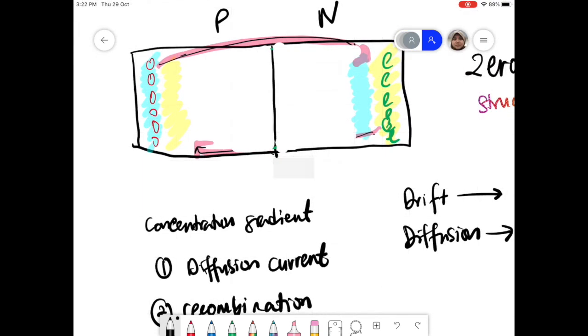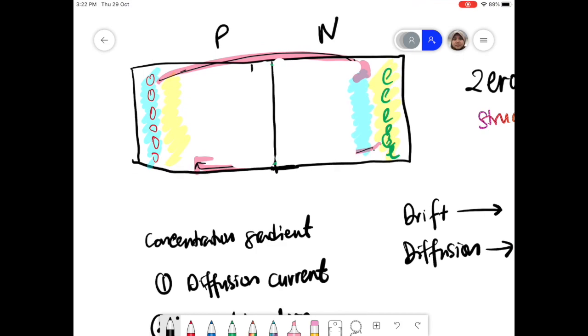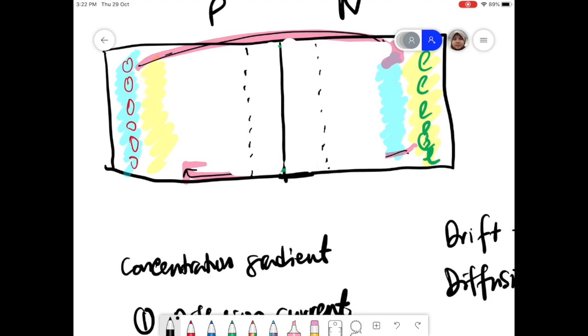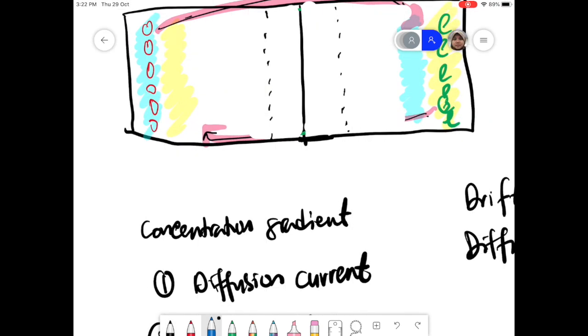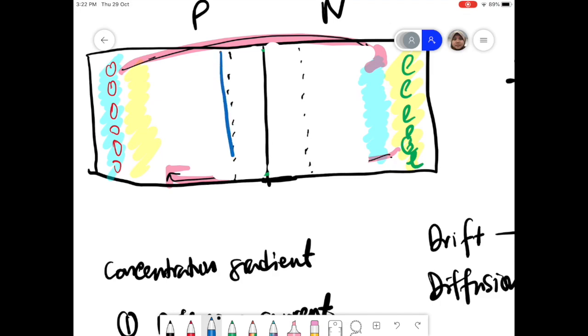So what is recombination? When recombination occurs, you are losing free carriers. So there's going to be a region here. Let me draw the region in blue. In the middle here, where the recombination occurs, you are losing free carriers.